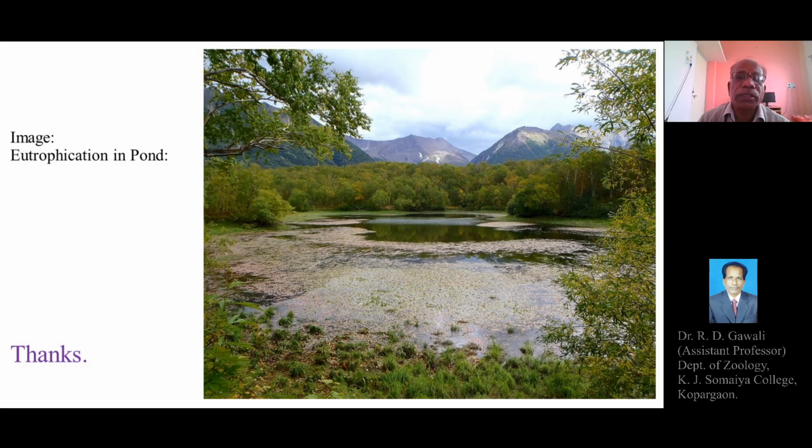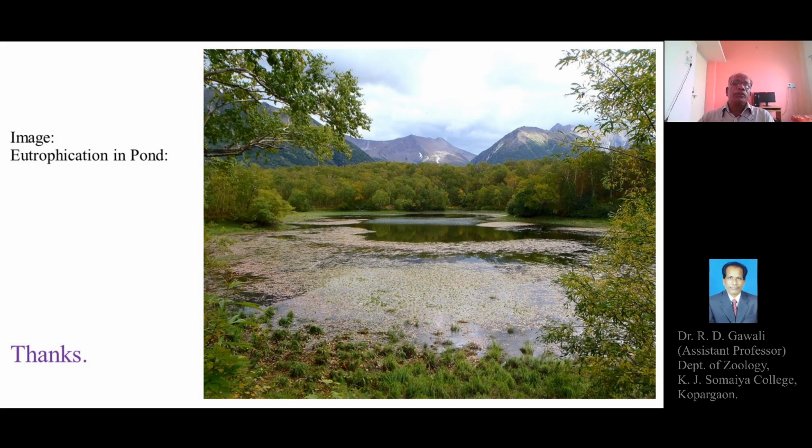So in this image we can see a surface layer of algal blooms which has covered the entire surface of the water. So this is the aquatic pond or aquatic ecosystem showing the formation of algal blooms on the surface of the water, and this is at the stage of eutrophication. So this is the image showing the process of eutrophication in the pond.